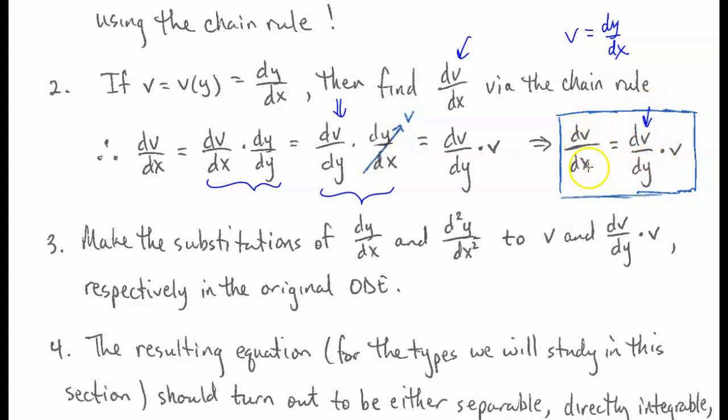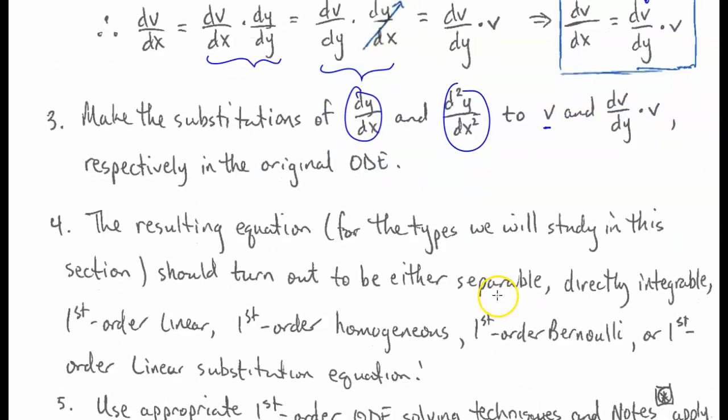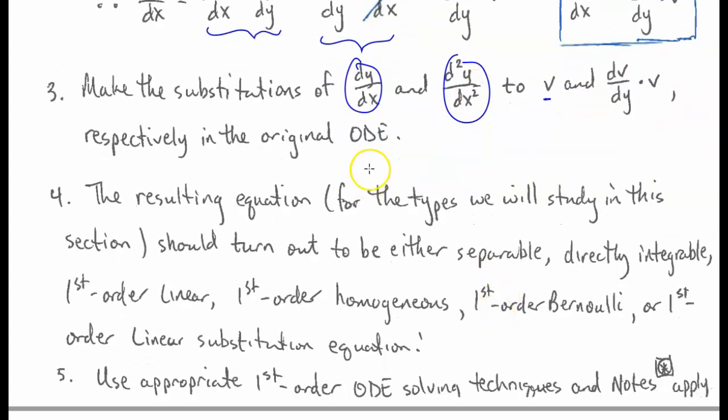And so that's why I'm saying that it's kind of best to leave it like this so that you don't get it confused. But dv over dx is equal to dv over dy times dv, okay? And so we basically take the first derivative of y with respect to x and replace it with v, and the second derivative of y with respect to x, replace it with dv over dy times v.